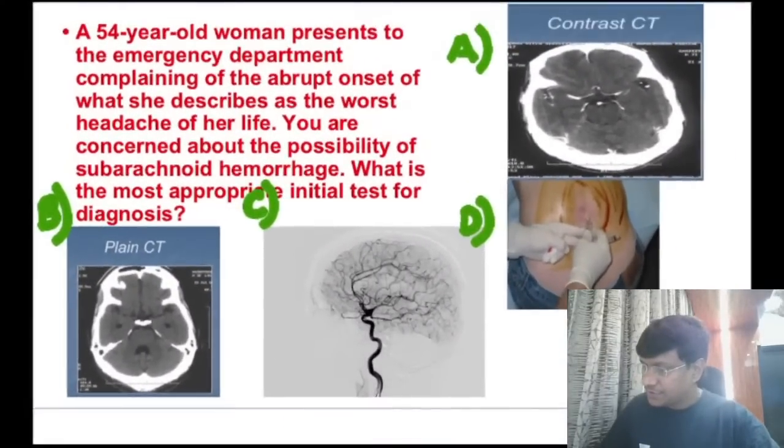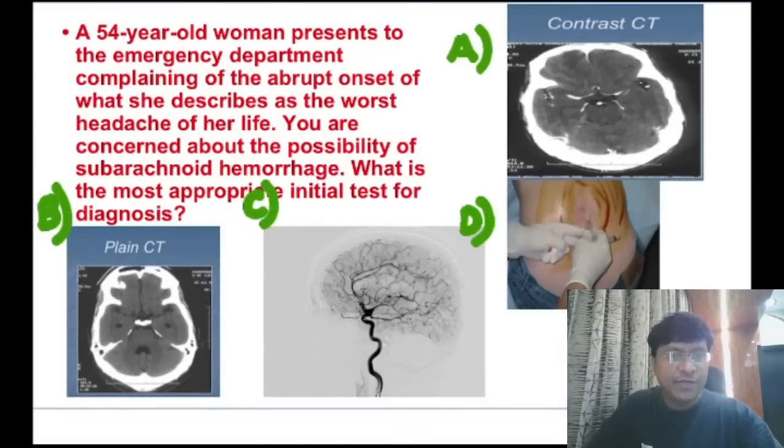So the question is, a 54-year-old woman presents to the emergency department complaining of abrupt onset of what she describes as the worst headache of her life. You are concerned about the possibility of subarachnoid hemorrhage. Now, what is the most appropriate initial test for the diagnosis? First option is contrast CT, second option is plain CT, third option is CT angiogram, fourth option is lumbar puncture. So what do you think is the correct answer in this question?